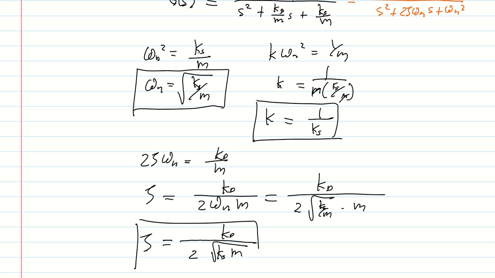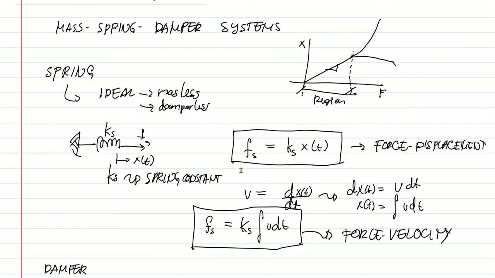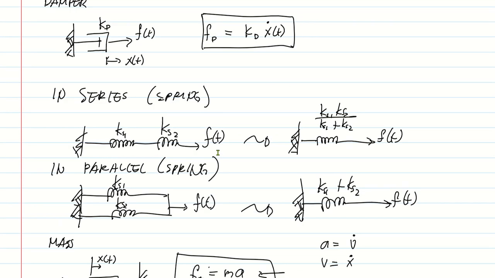So from the transfer function, we derived the different parameters of the mass-spring-damper system. This is an example of a translational mechanical system.